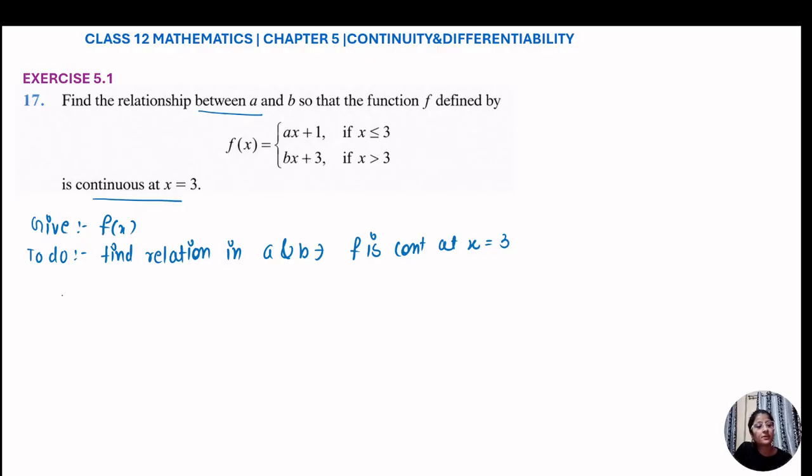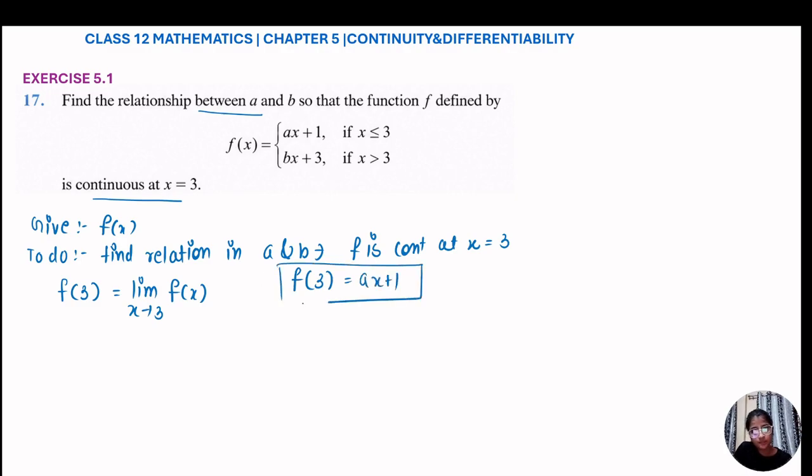By the definition of continuity, the function value, that is f of 3, must be equal to the limit value, that is limit x tends to 3 of f of x. Our function value f of 3 is defined as 3a plus 1. For the limit value to exist, we know that our left hand limit must be equal to the right hand limit. So let's proceed with this.